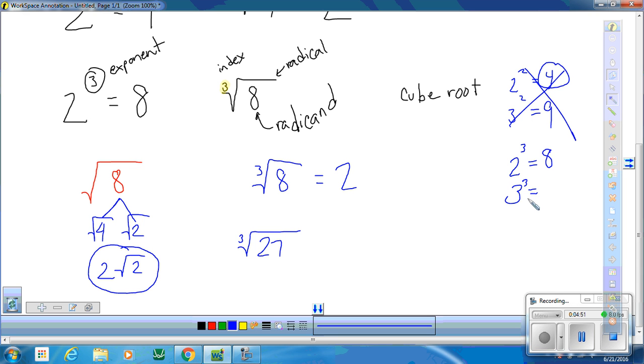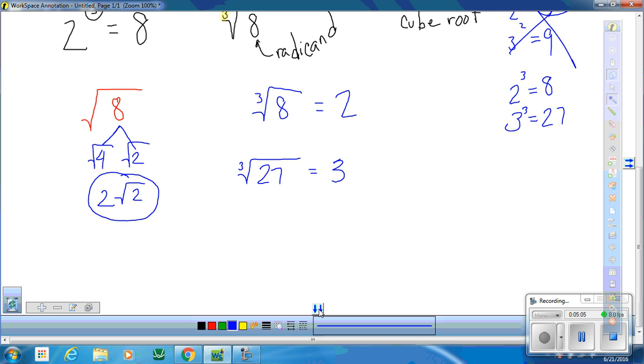3 cubed, let's see, 3 times 3 is 9, times 3 again is 27. Oh, it is a perfect cube. So the cube root of 27 is 3. What number cubed equals 27? It's 3.